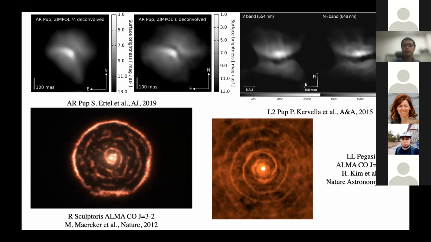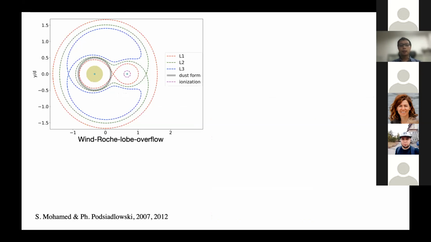But they have very different morphologies. Some of them have a circumbinary disk, but some of them have a spiral outflow. My thinking is that the reason behind this is the mass transfer modes. For your information, I will introduce the wind Roche-lobe overflow first, firstly introduced by Mohamed and Podsiadlowski.